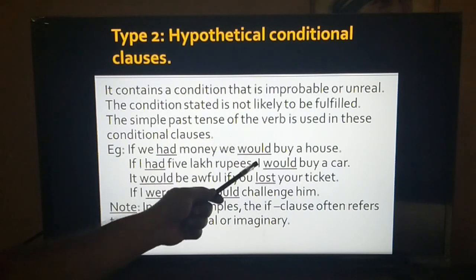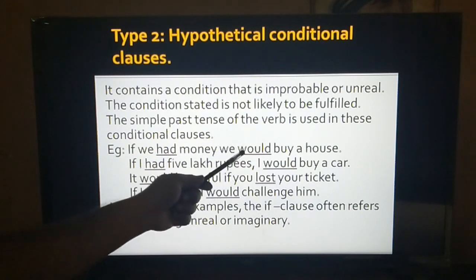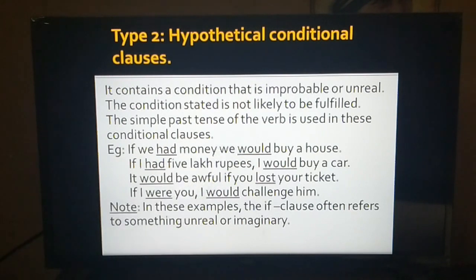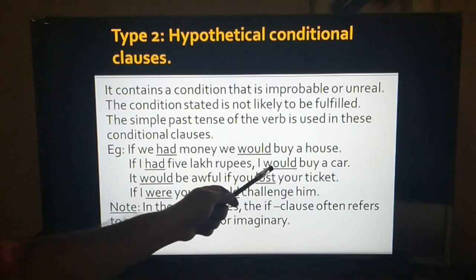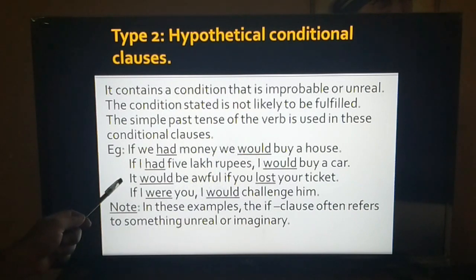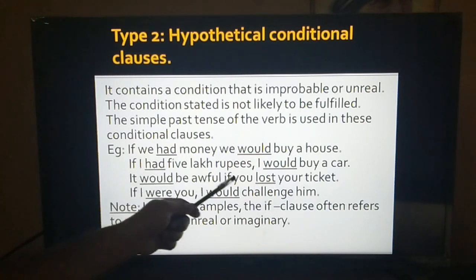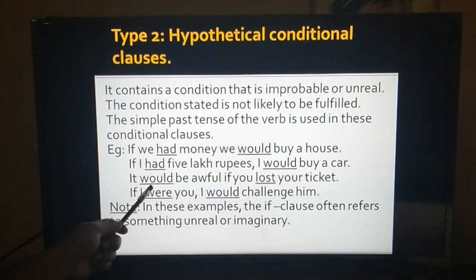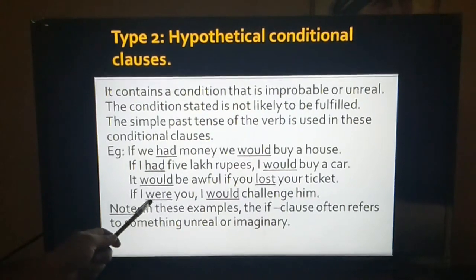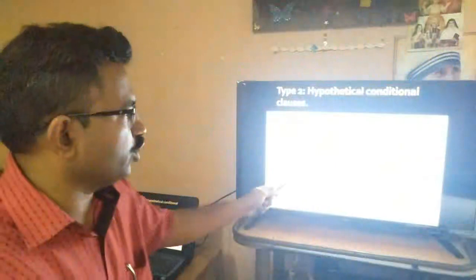And in the main clause, what is the change? We see would is used there. In the main clause we find would is used. Here, the third sentence starts with the main clause: it would be awful if you lost your ticket. What is this? Simple past. And in the main clause we have the use of would. Here, if I were you, we are using the simple past. If I were you, and in the main clause we have would.